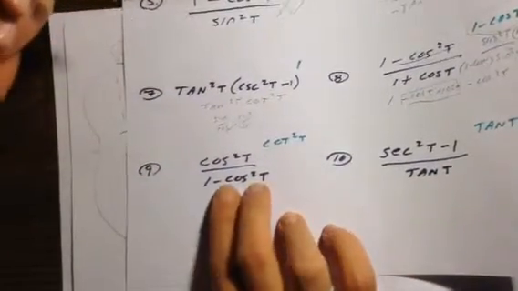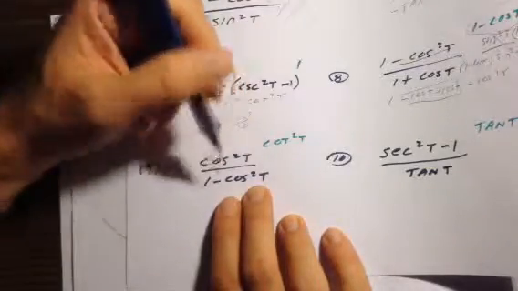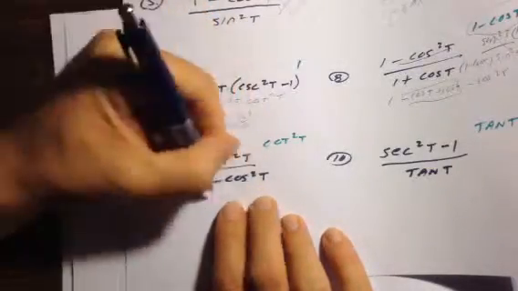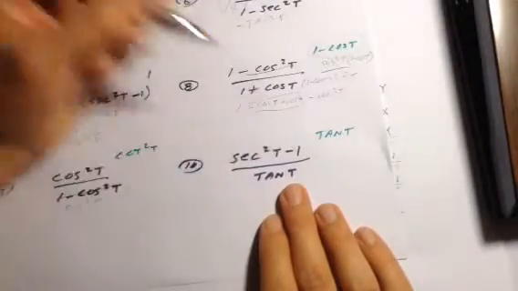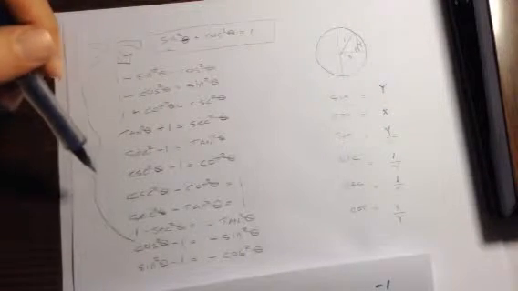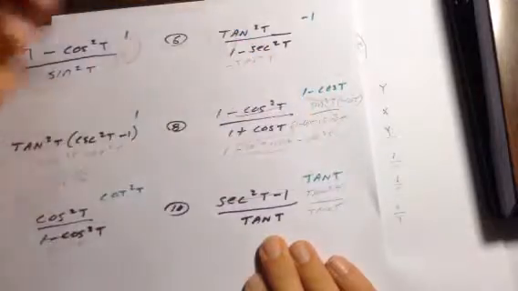This one right here, again, very obvious. 1 minus cosine squared t is going to be sine squared of t, cosine over sine is cotan, done. Secant squared t minus 1. It's not as obvious, but if you look back, let's see. I'll find it somewhere. Oh, here we go. Secant squared minus 1 is tan squared t. So this changes right to tan squared t over tan of t. 1 cancels out, so you're left with tan of t.